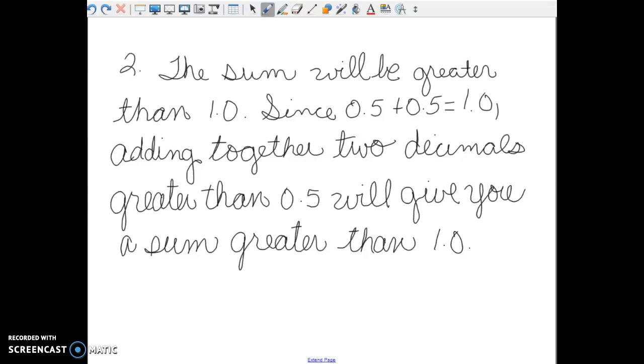The question was, if you add 2 decimals that are each greater than 5 tenths, will the sum be less than or greater than 1? Well, if we add 5 plus 5, we're going to get 10. So if we add 5 tenths plus 5 tenths, we are going to get 1. So the sum will be greater than 1, since 5 tenths and 5 tenths is equal to 1. Adding together 2 decimals greater than 5 tenths will give you a sum greater than 1.